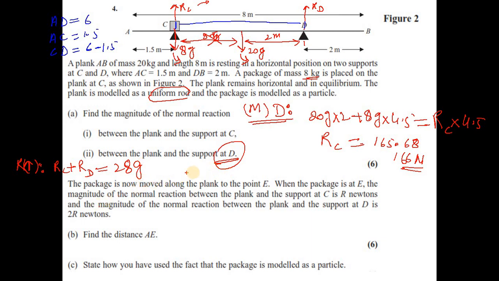So RC is 28G minus RD. If you put G as 9.8, this is RD. So RD equals 28G minus RC. So RD would be equal to 109 Newton.